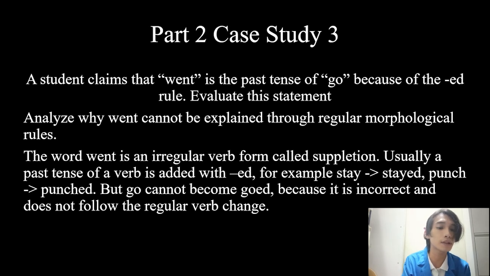A student claims that went is the past tense of go because of the ed rule. Evaluate this statement. Analyze why went cannot be explained through regular morphological rules. The word went is an irregular verb form called suppletion. Usually a past tense of a verb is formed by adding ed, for example, stay to stayed, punch to punched. But go cannot be goed because it is incorrect and does not follow the regular verb change.